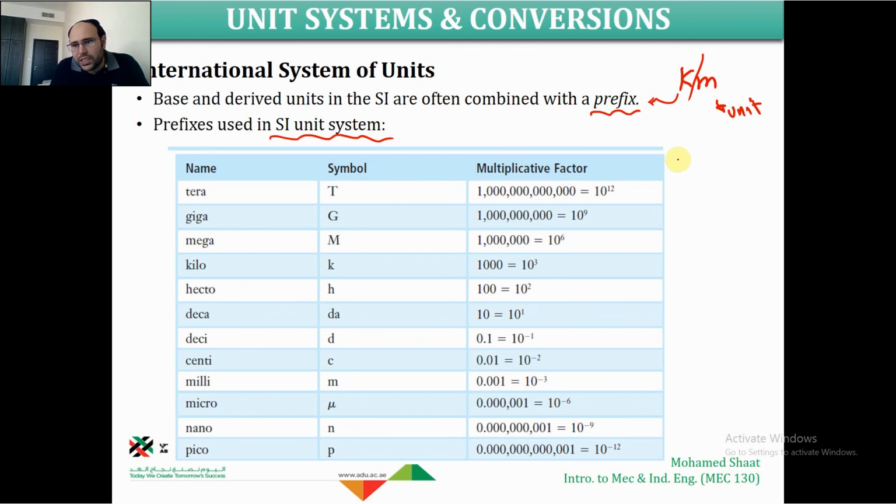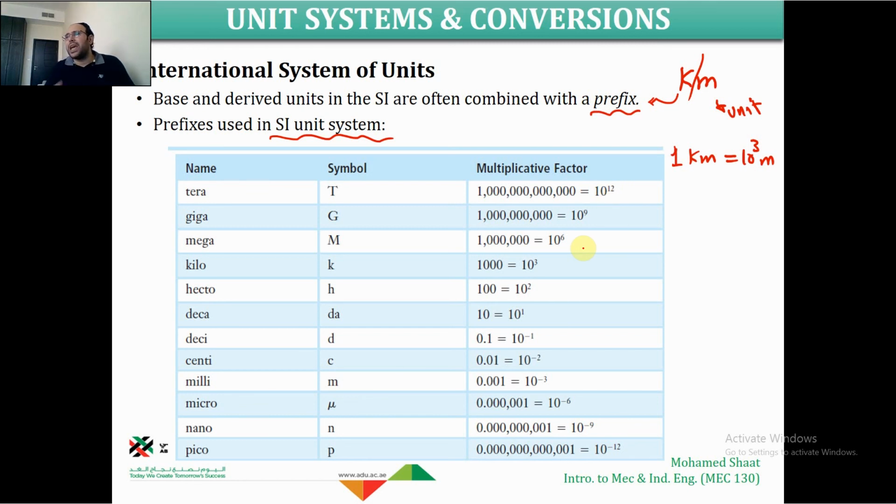So for example, if I say that I have 1 kilometer equals 10 power 3 meter, it means that you can get rid of the prefix and replace it with a value. Every one of these prefixes indicates a multiplication factor or a value. Like the kilo stands for 10 power 3. The tera stands for 10 power 12.